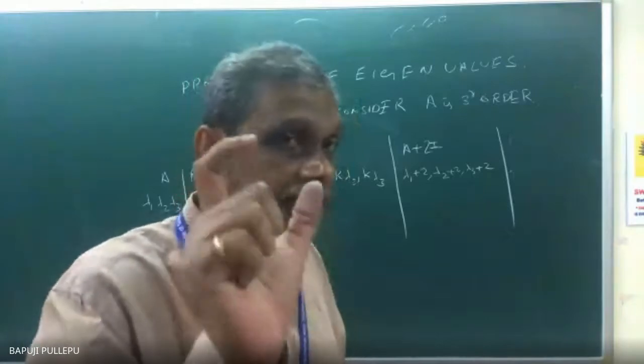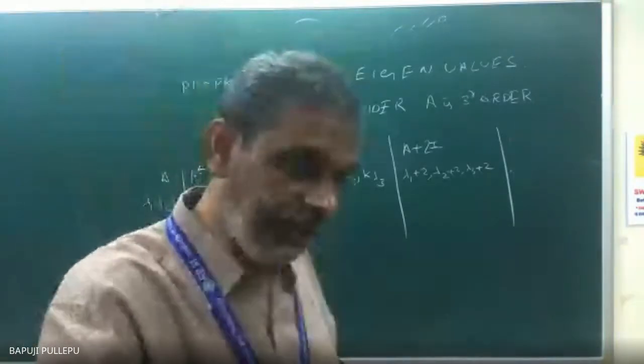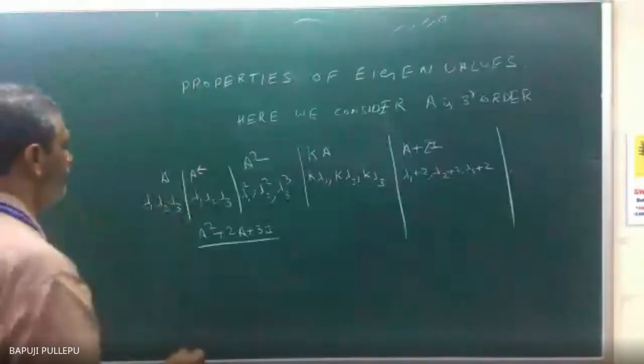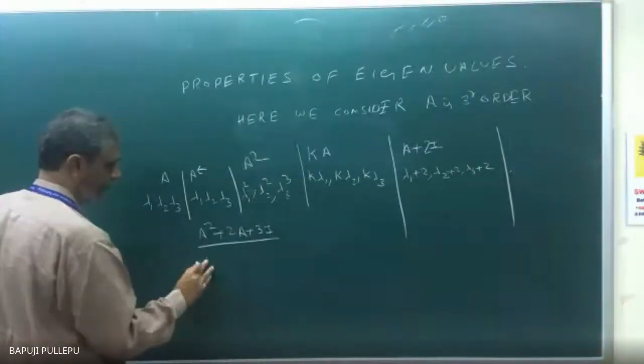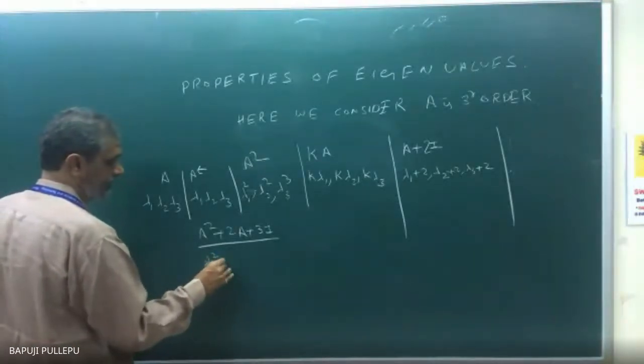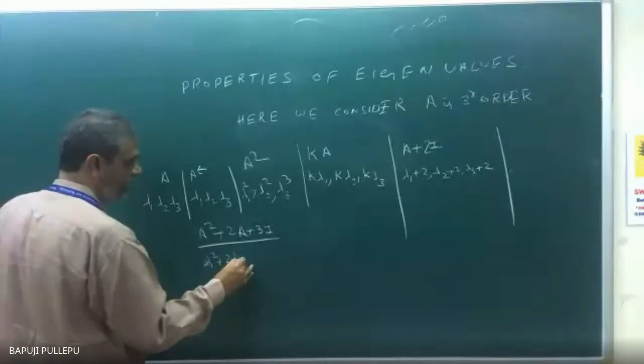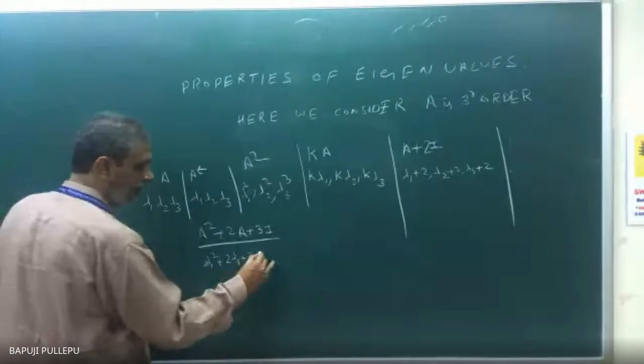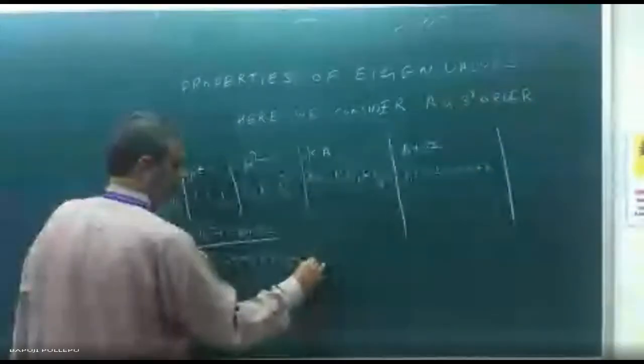For the whole matrix, this is one eigenvalue. You can find out the other two also. Reaching or not? Yes, sir. Now how will you get it, tell me slowly. Lambda 1 square plus 2 lambda 1 plus 3, this is one. Another one, how will it appear? Lambda 2 square plus 2 lambda 2 plus 3. Another one.